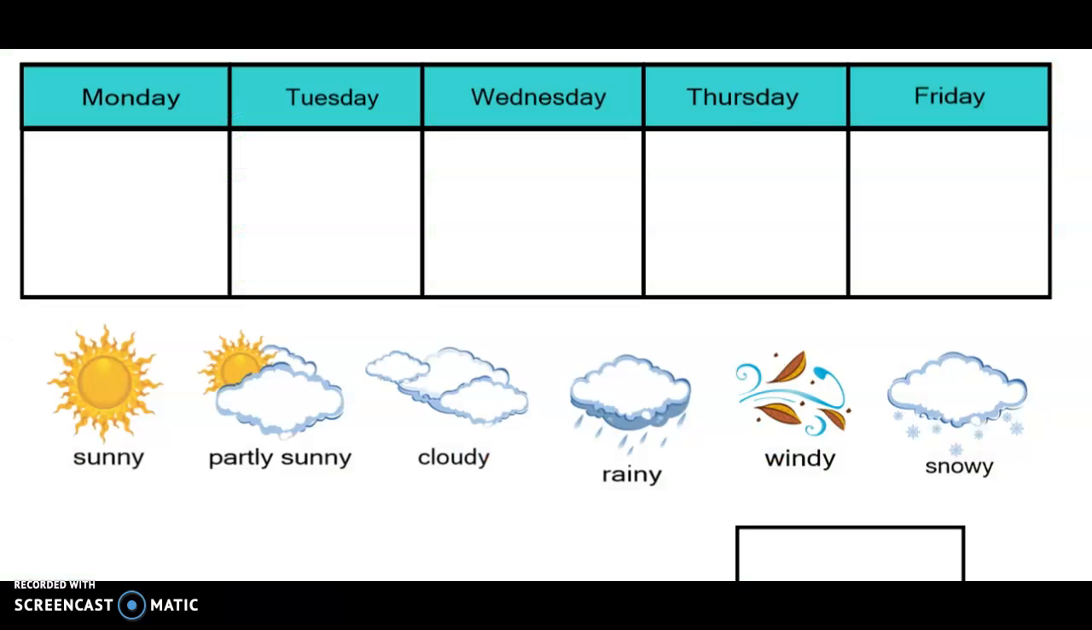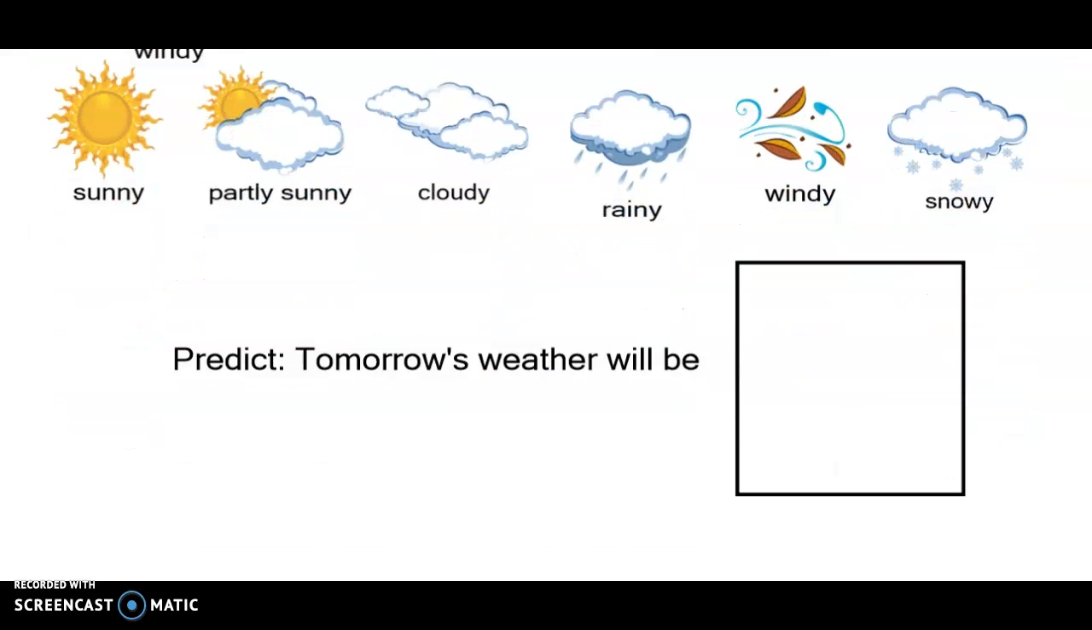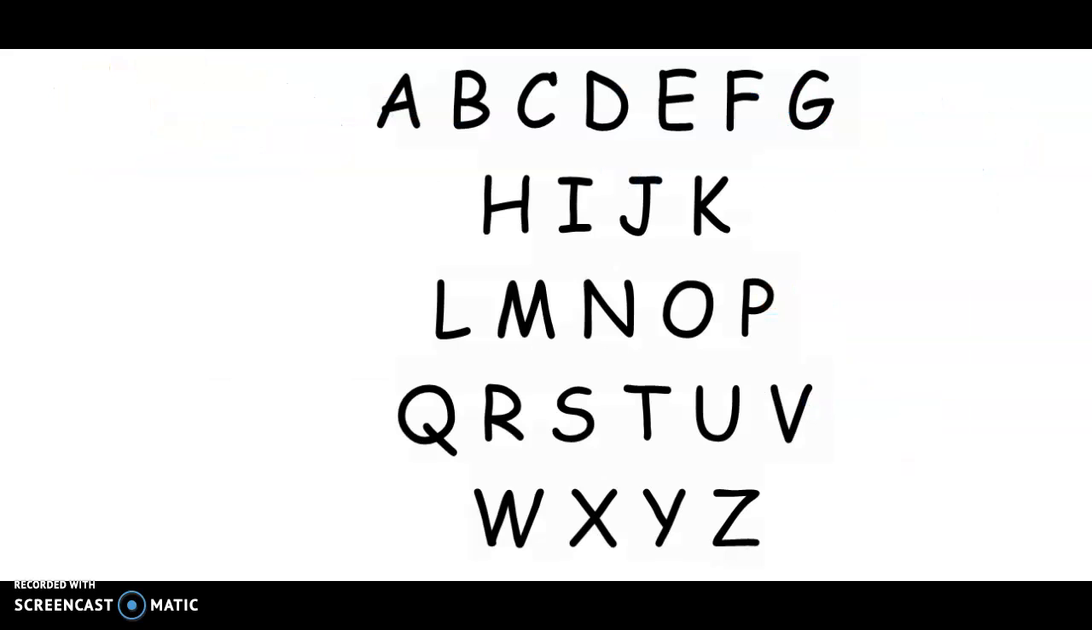Okay. What kind of weather do we have outside today? It is windy and it is sunny. All right. A little windy, sunny day. What kind of weather are we going to have tomorrow? Windy and snowy. Ooh. It is kind of chilly out there, though.